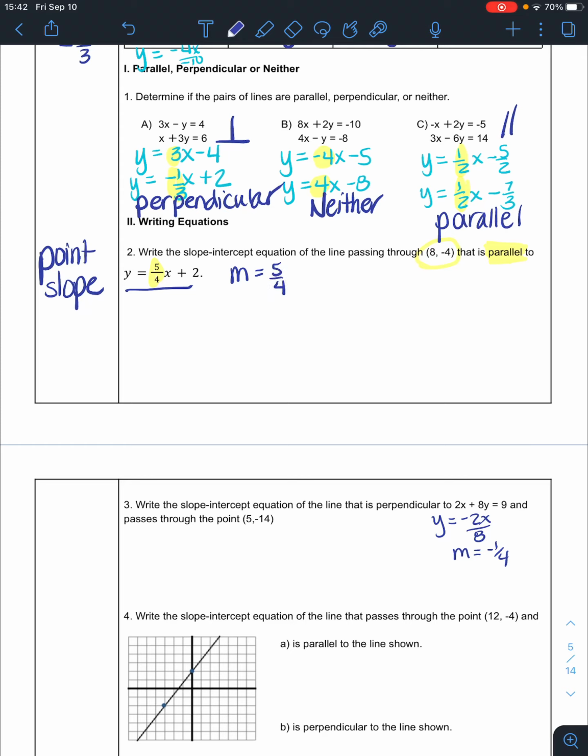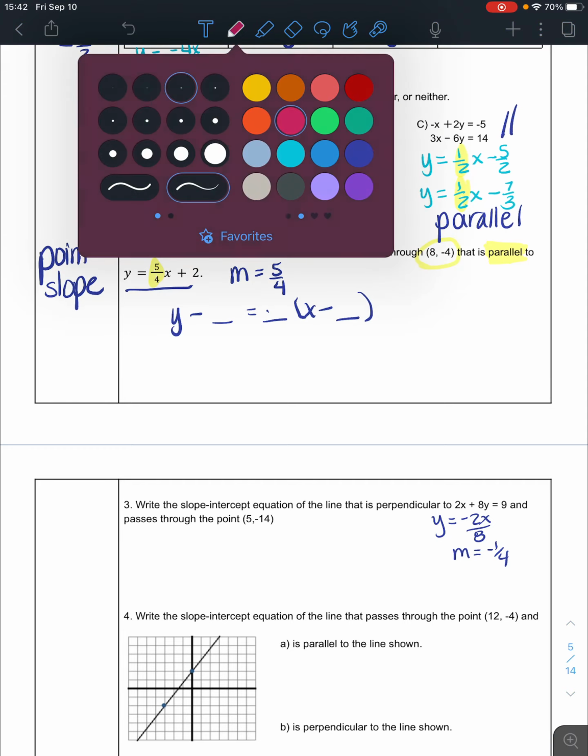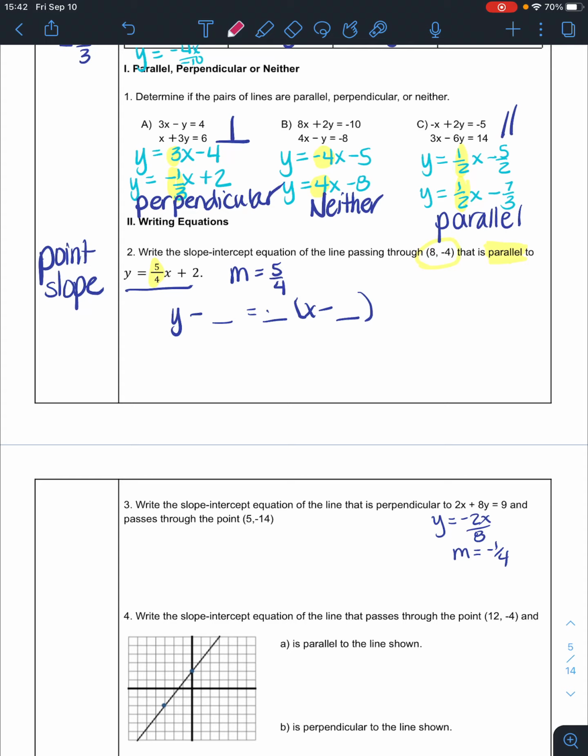So now we just go through the process like we did before. Write your skeleton, y minus y1 equals m times x minus x1. Start plugging in your numbers. So we have y minus y1. y1 was -4. Be careful not to confuse the negative with the minus. The slope was 5/4. And x minus 8. That was x1. So then from there, we want it in slope intercept form. Right now it's in point slope form.